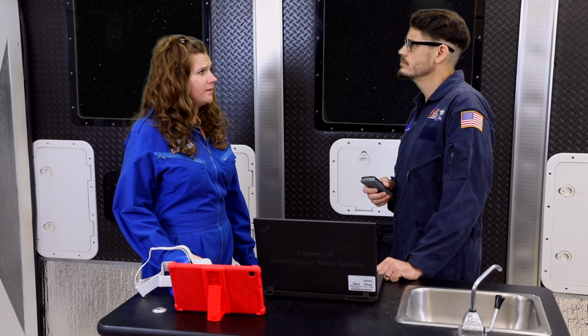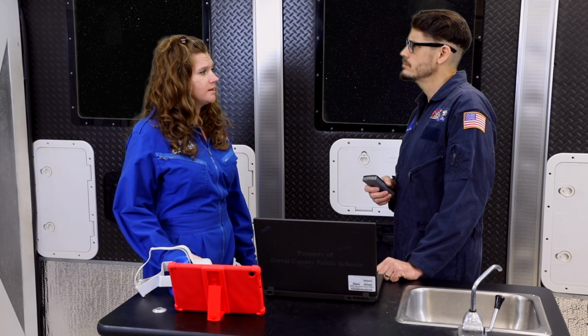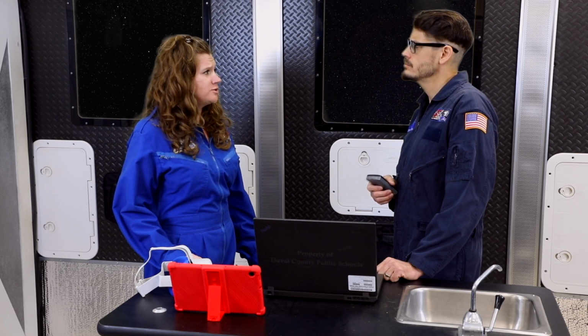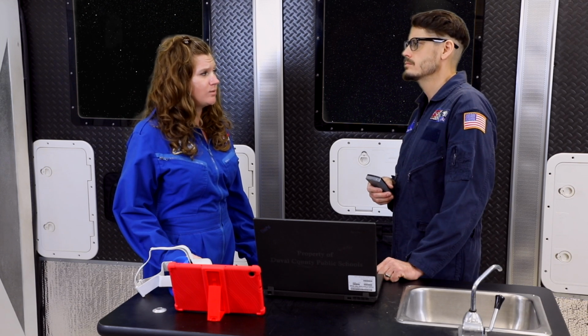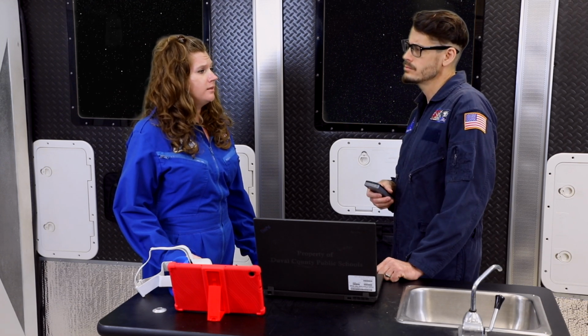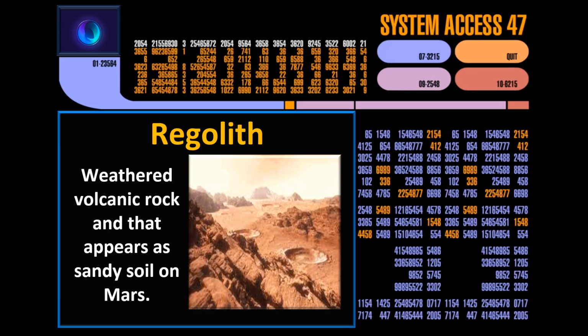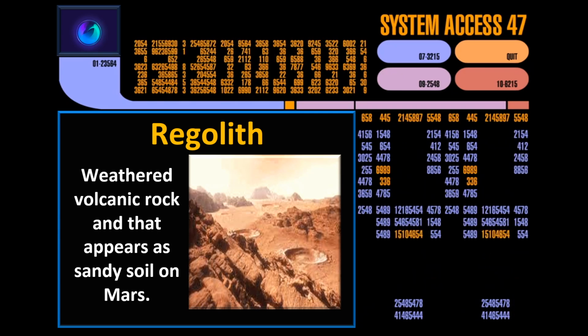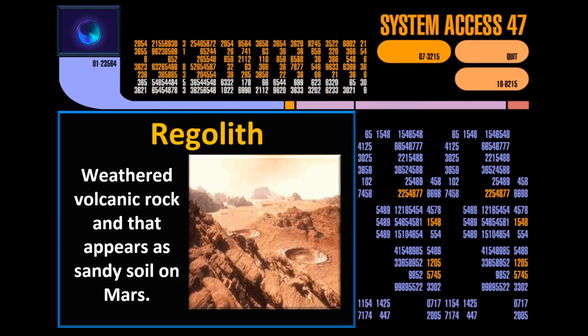I was asked to check out the latest Mars Rover to make sure that it was performing all of its designated tasks. However, there seems to be an issue when it goes to perform one of its geological survey activities at the designated waypoint. Which task? The problem occurs when it encounters loose Martian regolith. Regolith is the name given to the weathered volcanic rock that appears as sandy soil on Mars.